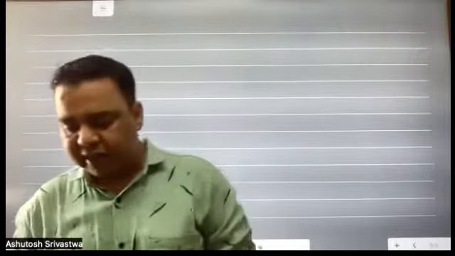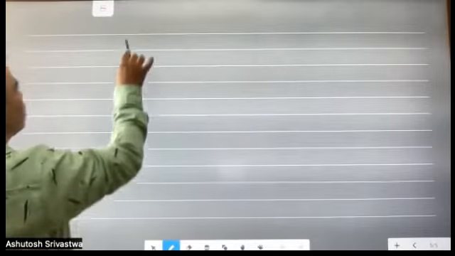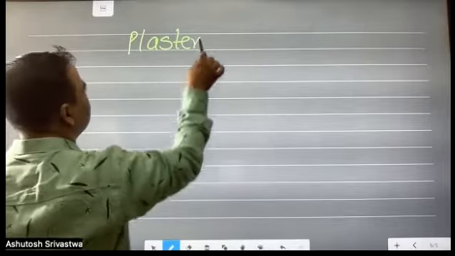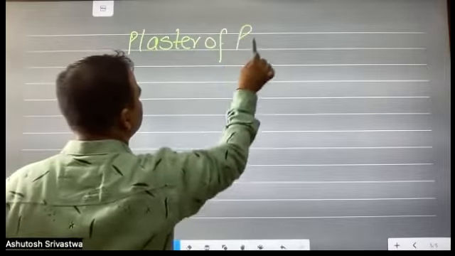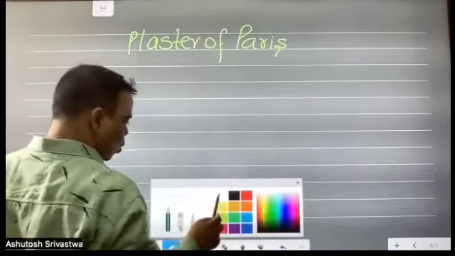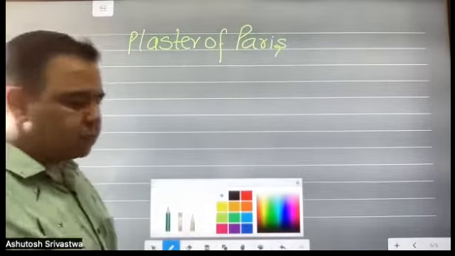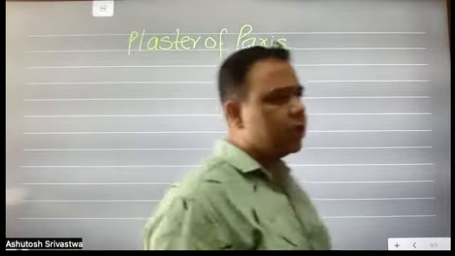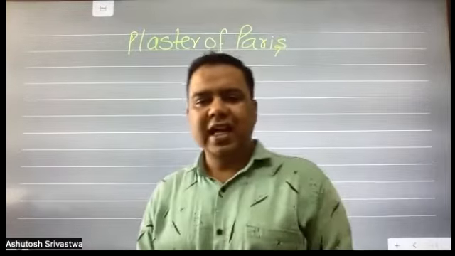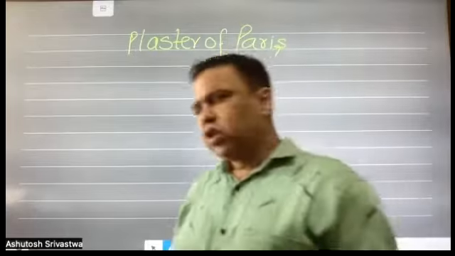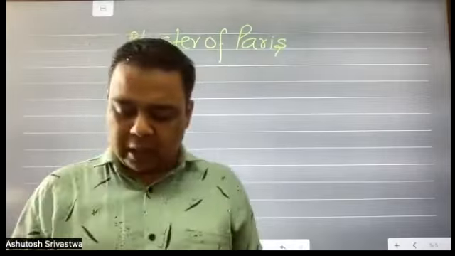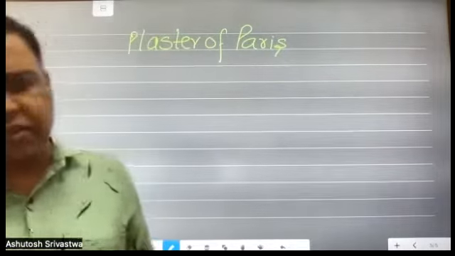Okay, so let us start with the plaster of Paris. What is so special about the plaster of Paris? Very simple. The plaster of Paris is one compound which becomes hardened as we add water to it. So what is the formula of the compound and how is it formed? And what is the use of this compound?